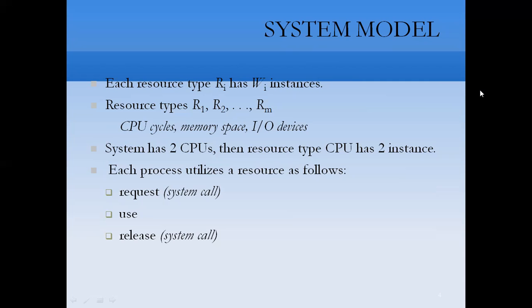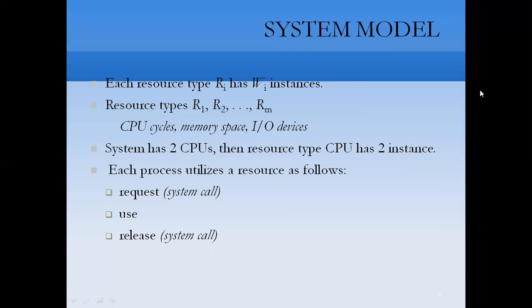That is, it can first request, then use, and then release. In request, if the request cannot be granted immediately, then the requesting process must wait until it can acquire the resource. In use, the process can operate on the resource, and in release, the process releases the resource.